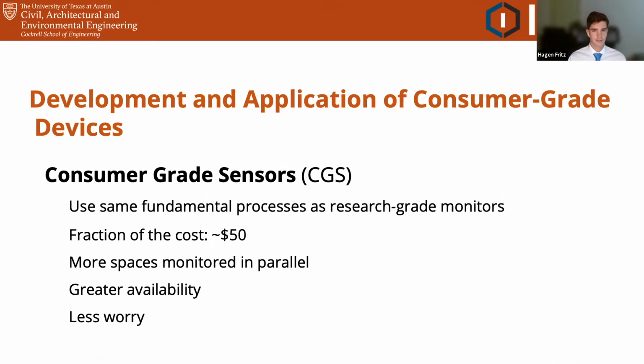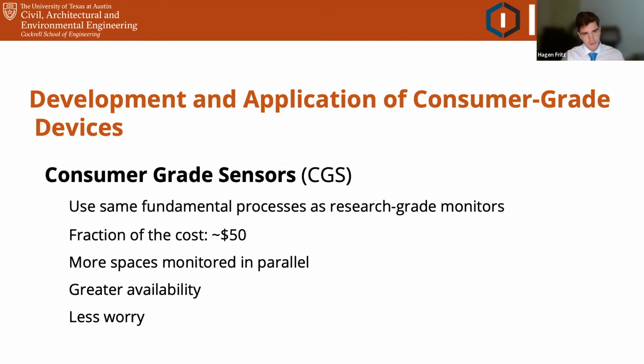It also gives us greater availability. We're not having to fight for the use of one or two really good research grade monitors. We can get our own devices and tailor them to our own research project. And lastly, there's less worry associated with them. Because these sensors are more affordable, we can send them out into the field and we don't necessarily care too much if they get damaged, lost, or stolen, versus a device that costs $1,000 or tens of thousands of dollars. That's more of an issue if that gets damaged or lost.